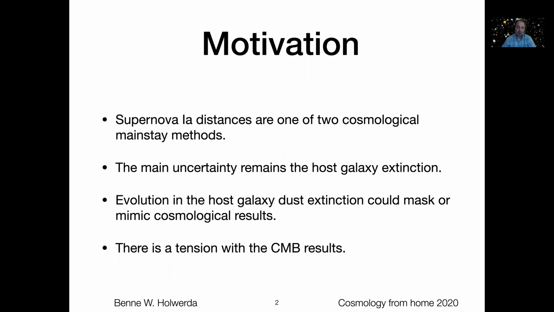Supernova distances are one of two cosmologically mainstay methods. So the main uncertainty for those remains the host galaxy, the galaxy that these things are happening in, their extinction. Evolution in the host galaxy extinction could mask or mimic cosmological results. So really this is something that we need to control for. As it happens, I like dust, I study dust in galaxies, so this is how I got interested in this. And there is a tension between the supernova 1A results and the cosmic microwave background results. So maybe this is something that is a mitigating factor or possibly exacerbates it, we don't know yet.